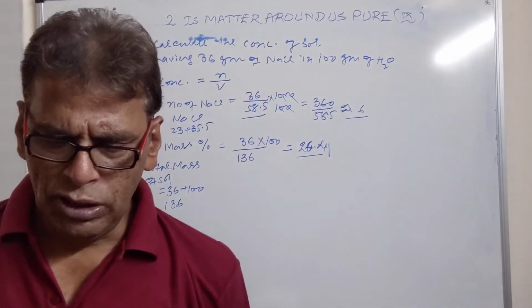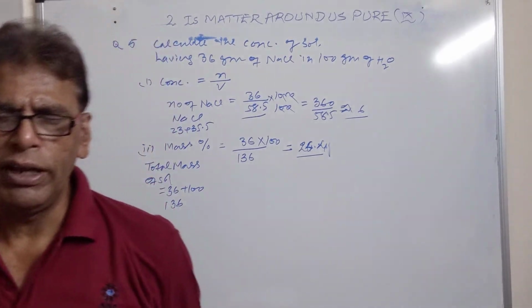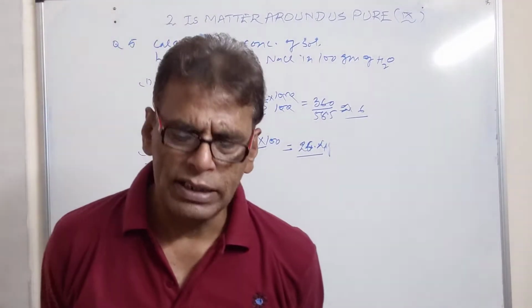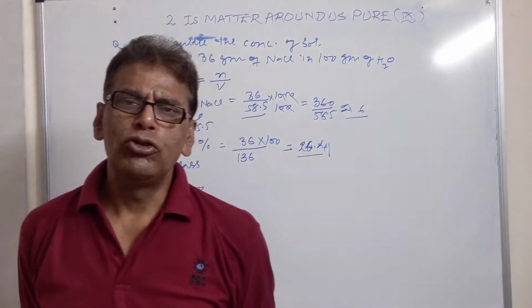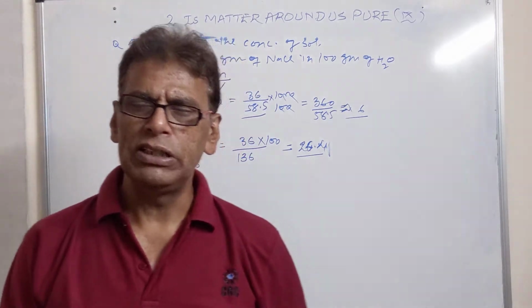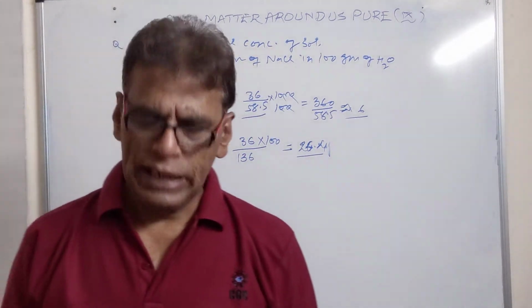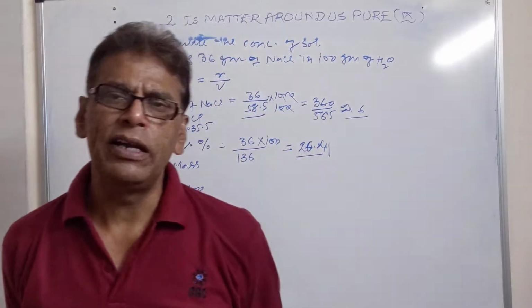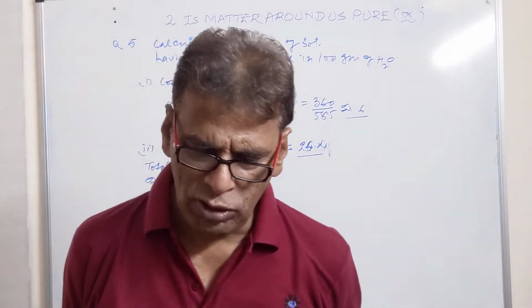Then we have the 6th question. How will you separate the mixture of kerosene oil and petrol? They can be separated by fractional distillation. To separate different petroleum products, we use fractional distillation, which is carried out in a huge steel column. The different fractions of petroleum are obtained at different levels of the fractionating column.